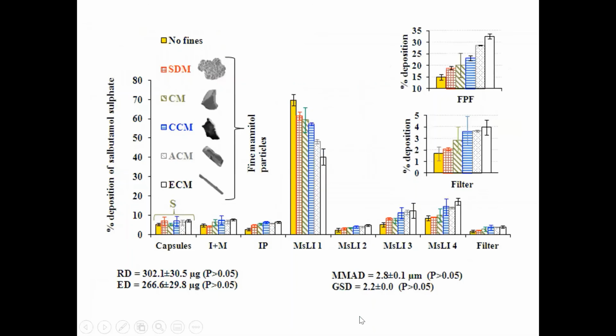So when we did the deposition studies, we noticed that when you have needle shape fine particles, they perform better. You can see that in stage 1 of the MSLI, less drug is deposited, whereas more drug deposition happens in other stages, which is the area for deeper airways for drug delivery to the lung.